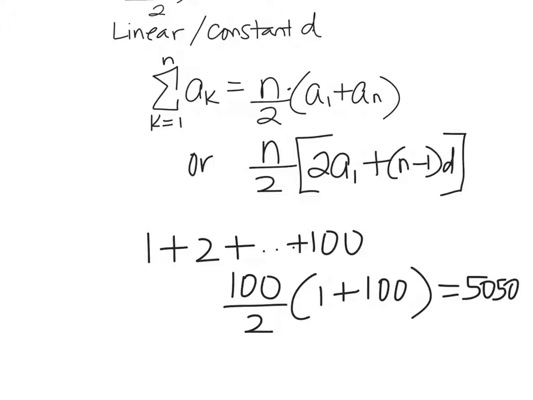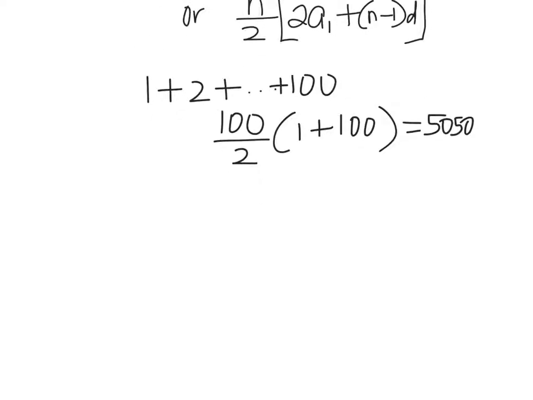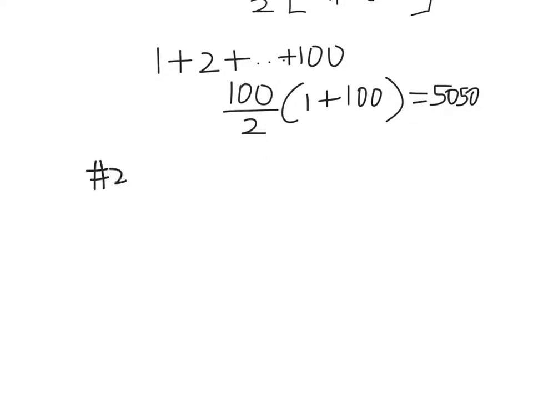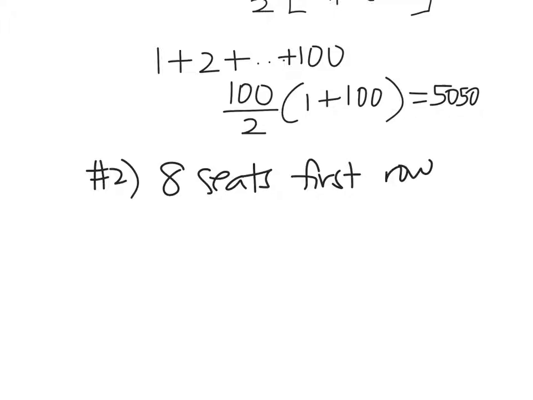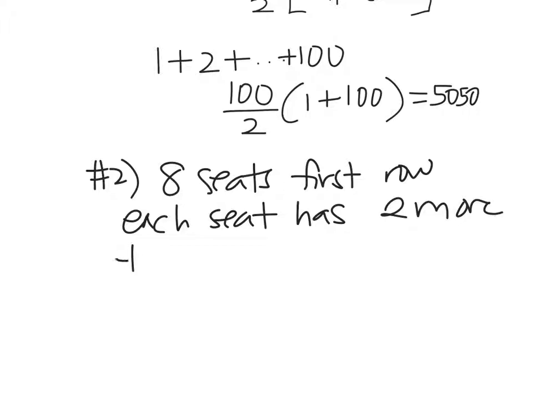Okay, so let's do some problems now. Number 2, we're only on number 2. Number 2 says that a stadium section has 8 seats in the first row, and each row has 2 more seats than the one before it.